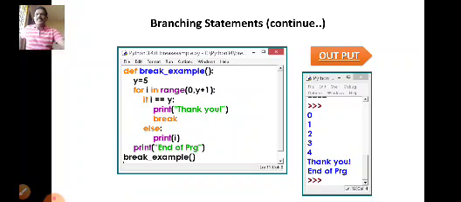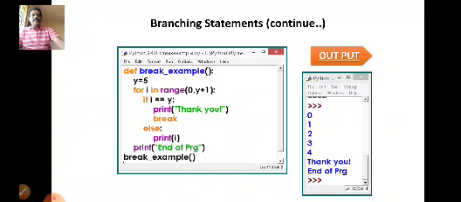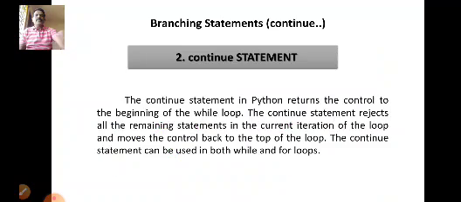Here in this example, you observe: def break_example, y = 4, for i in range(0, y + 1): if i == 5, break, else print i. End of program. In the output result it prints 0 1 2 3 4, and then end of program.